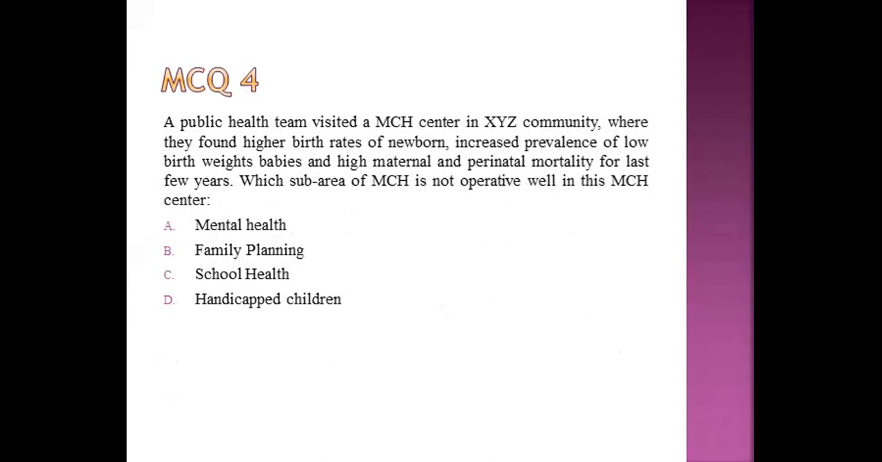Which sub area of MCH is not operating well in this MCH center? Maternal health, family planning, school health, handicapped children. Beta is the correct answer, because family planning services come under it. In this center there are low birth weight babies, high maternal mortality, and perinatal mortality. It means the family planning sub area is not working well in this center.